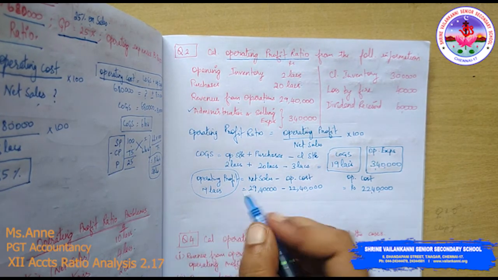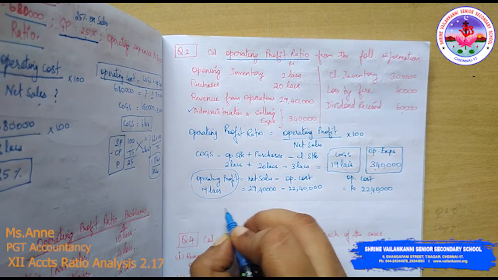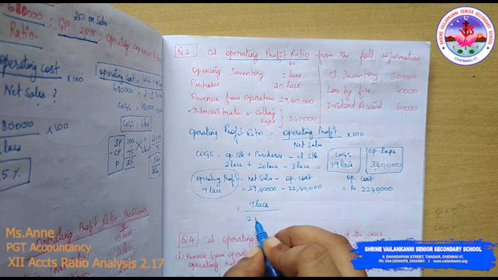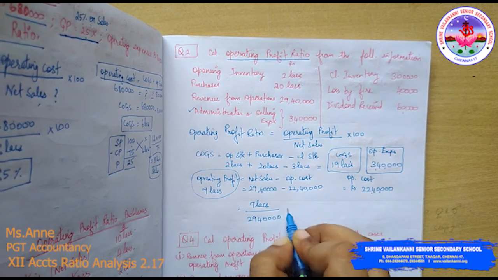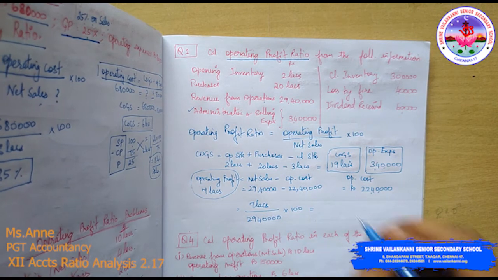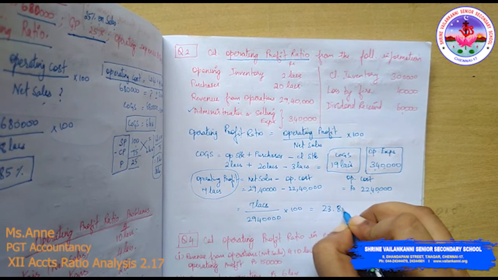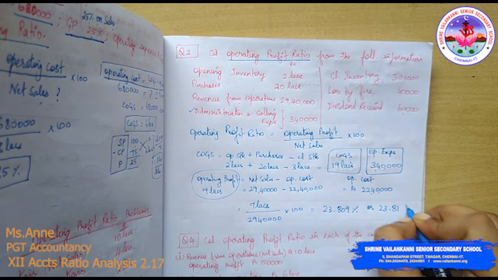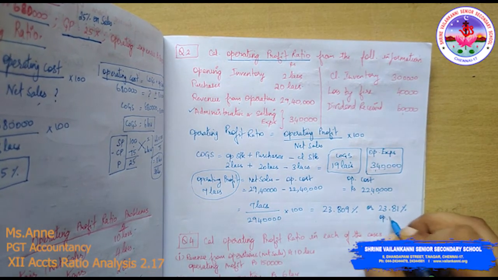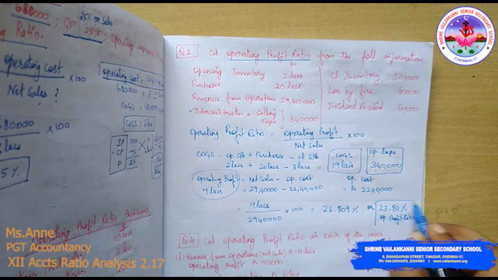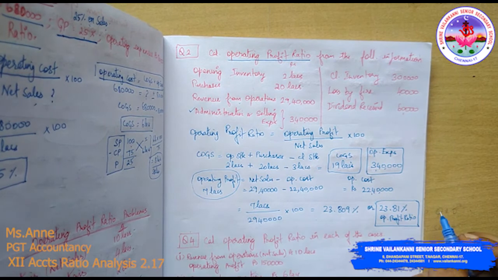So operating profit ratio is equal to 7 lakhs divided by net sales 29,40,000 into 100. So what is 7 lakhs divided by 29,40,000 into 100? You get 23.809 percent or 23.81%, which is nothing but operating profit ratio. I'm sure that you are able to understand.